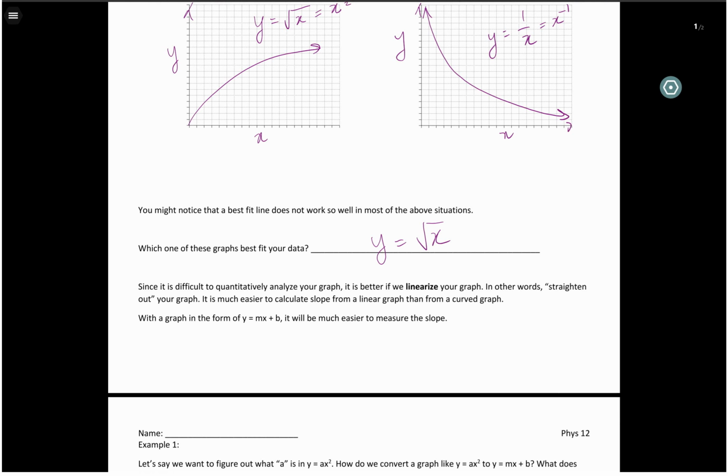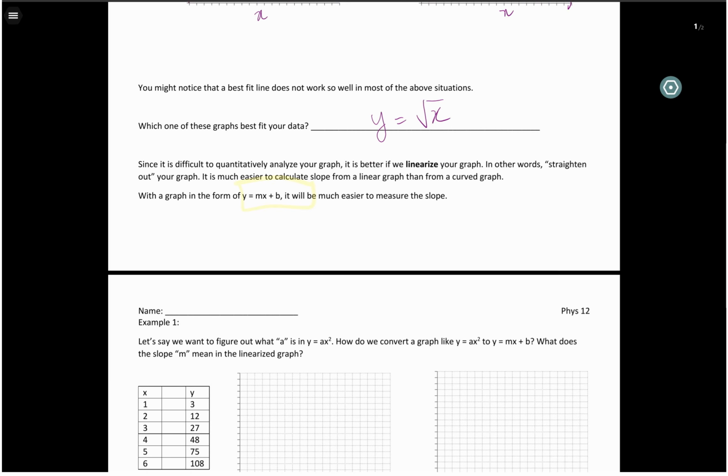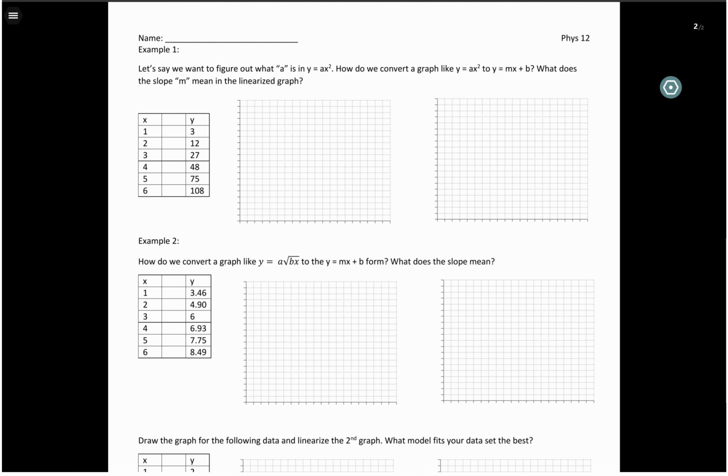So, as I talk about, it is better to linearize your graph, to straighten out your graph. It makes it easier to calculate the slope from a linear graph than a curved graph. And a graph in the form of y is equal to mx plus b is much easier to measure and analyze. We're going to look at an example. Example 1. Let's say we want to figure out what a is in y is equal to a times x squared. How do we convert a graph like that to the form y is equal to mx plus b? Then later on we can figure out what the m means in the linearized graph.